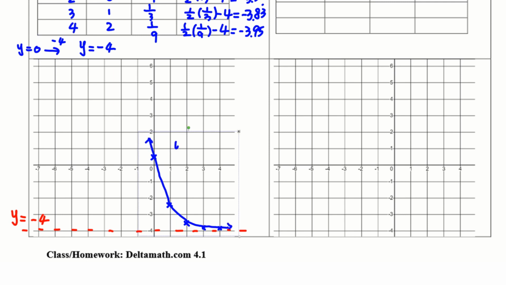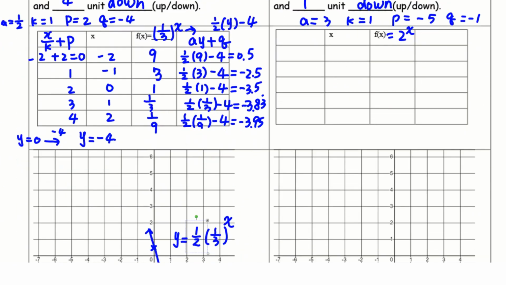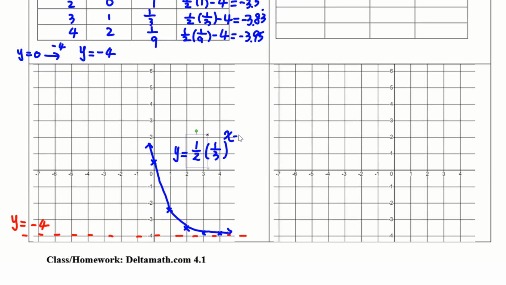So y equals 1/2, then 1/3 to the exponent x minus 2, plus -4. So this is g of x, or you can use y, it is okay. So this is the new graph.